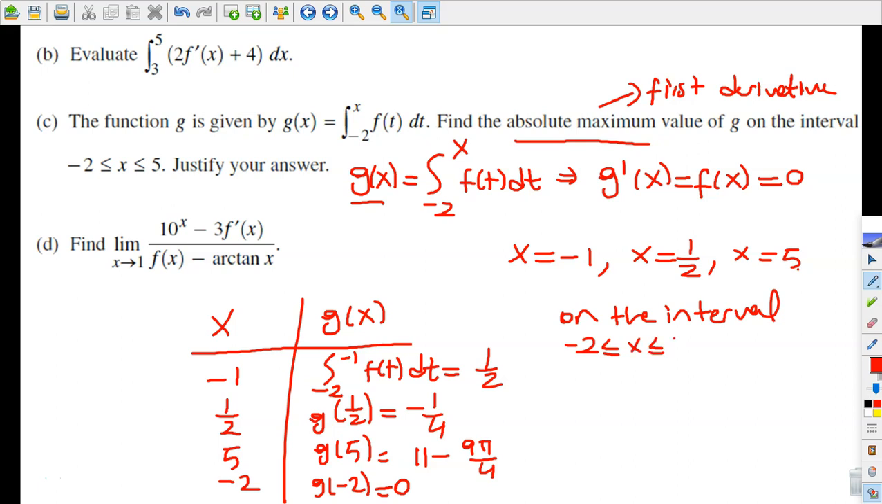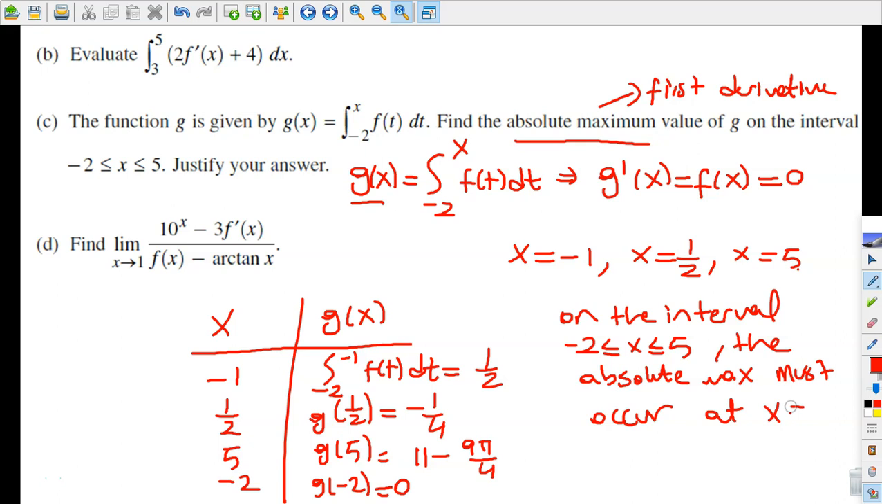So from here, this is my reasoning: on the interval negative 2 less than or equal to x less than or equal to 5, the absolute maximum must occur at x equals 5. And also the absolute maximum value will be equal to g of 5, which is 11 minus 9 pi over 4. Alright, this is my absolute maximum value. Alright, so this is part C.